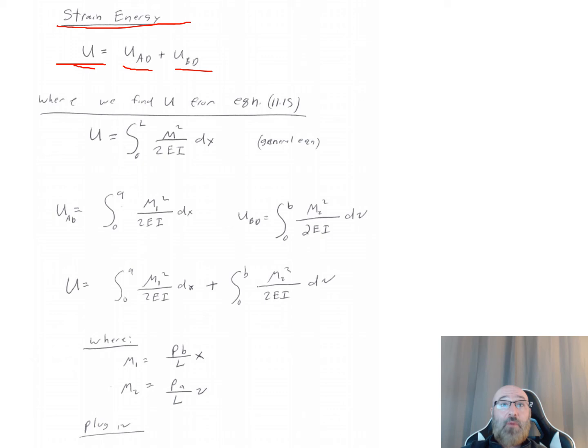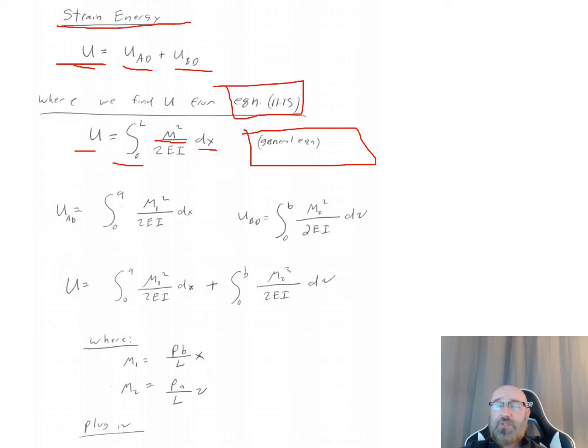We can find U from equation 11.15 in our textbook, where U is equal to the integral from 0 to L of our moment squared all over 2EI dx. So this is our general equation we're going to use here. We'll separate this out for each individual section. Our U from A to D is going to be equal to the integral from 0 to a, that's our distance there, of our M1, our moment 1 squared, all over 2EI dx. And for U sub BD, for that section there, it's the integral from 0 to b, where that's our length of this guy here, of our M2 squared all over 2EI dv. So pay attention, this is with respect to x, this is with respect to v, this is dealing with our M1, this is dealing with our M2, and our limits of integration correspond correctly as well.